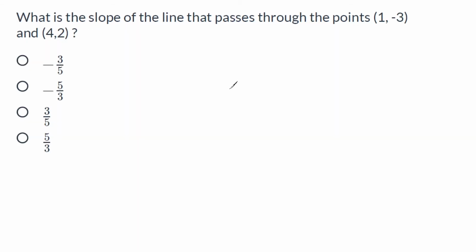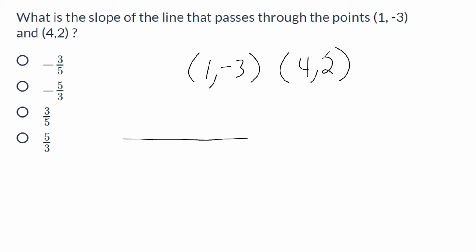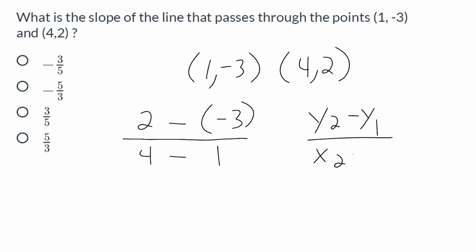All right, this problem is asking the question, what is the slope of the line that passes through the points (1, -3) and (4, 2)? So what we're going to do is use the slope formula straight away. We're going to take our second y, which is 2, and subtract our first y, which is -3. And then we take our second x, which is 4, and subtract our first x, which is 1. So remember, our slope formula is y2 minus y1 over x2 minus x1, which is the change in y values as compared to the change in corresponding x values.